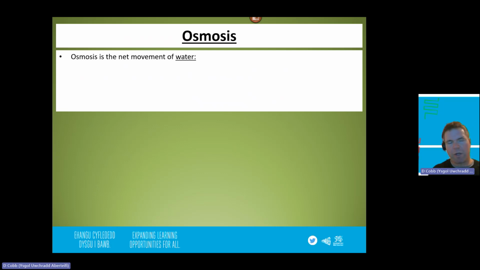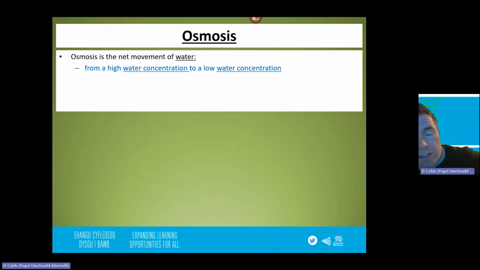You hear various different ways of defining osmosis, but I would strongly encourage you to use this version here. So osmosis is the net movement of water. Maybe I'll just rephrase that. You can say it's the movement of water from high water concentration to low water concentration. You can say that, okay? I would discourage that, and it's often seen on mark schemes, and it's fine.